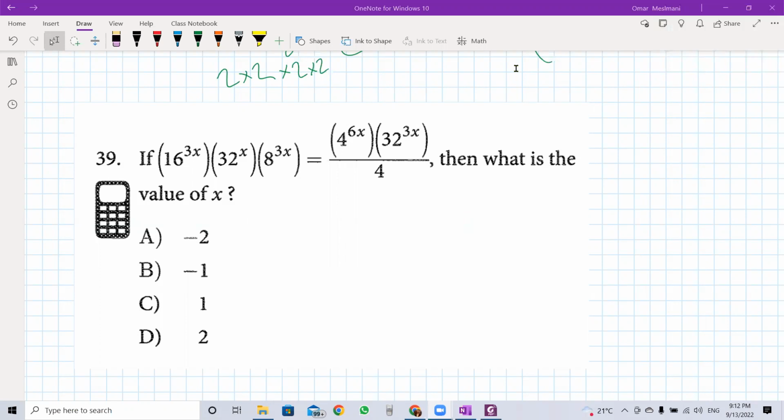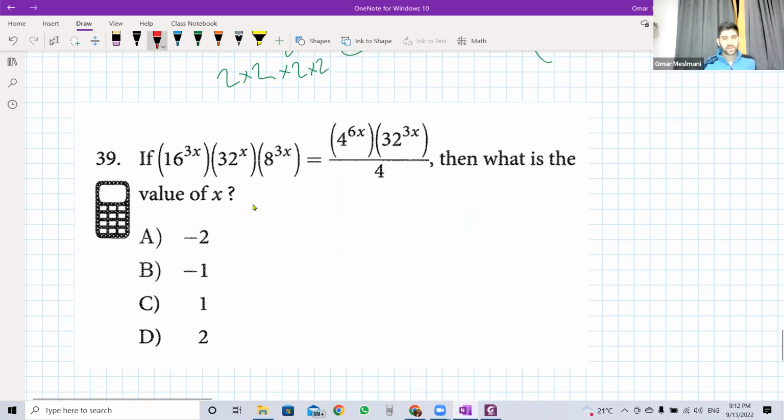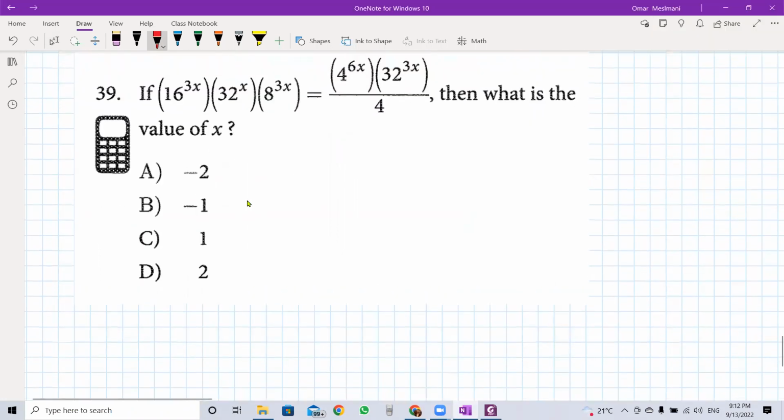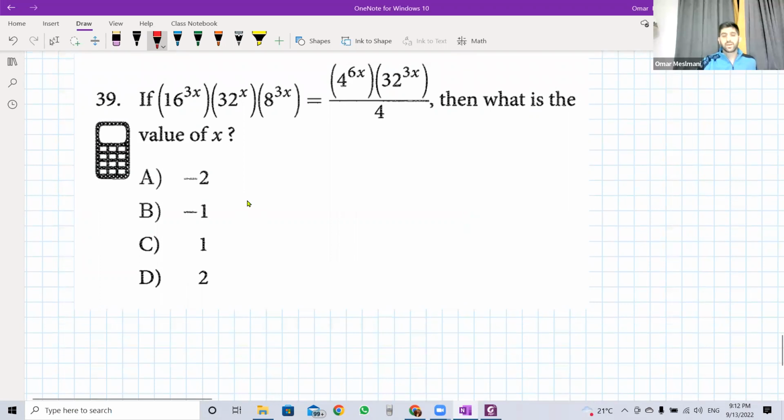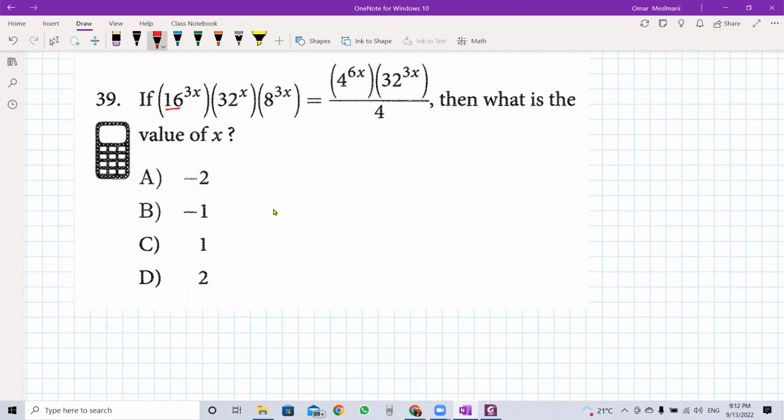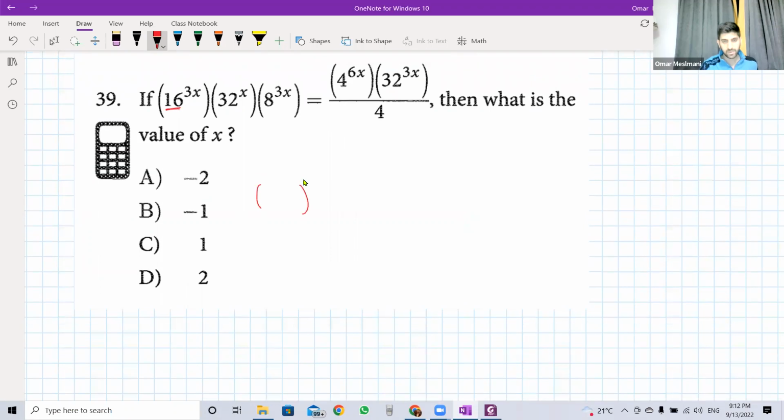Mister, when do I add it after the bracket or multiply? I multiply. Okay, then I get 450. No, I got 180. And 180 divided by 4 is 45. You are so talkative. So can I start? I will start. 16. What is 16? 2 power 4. Nice. So I have 16 power 3x.